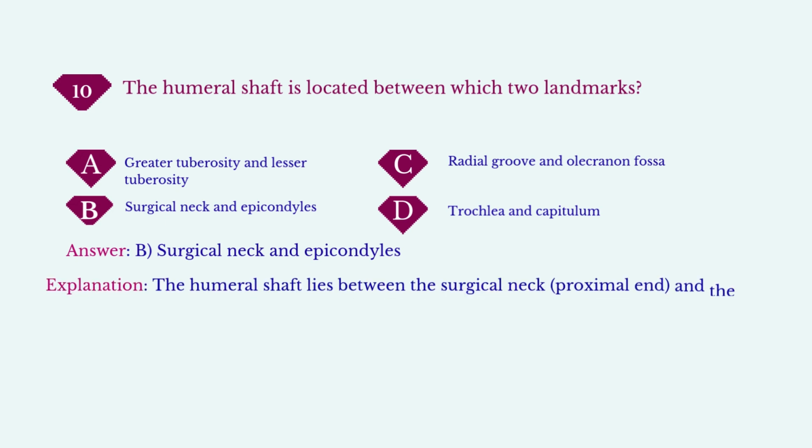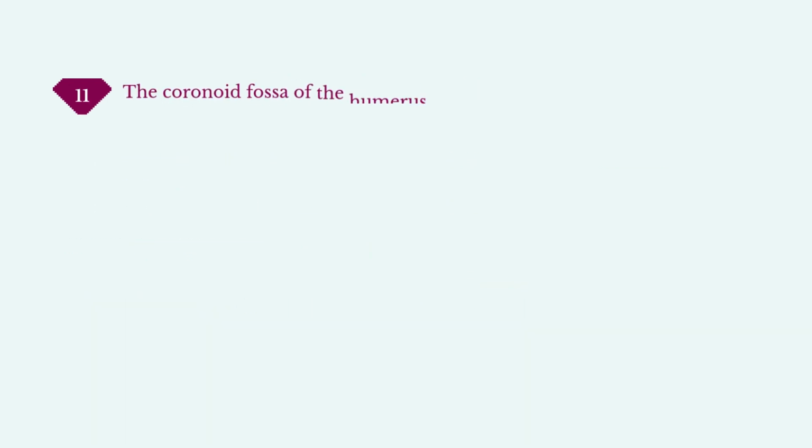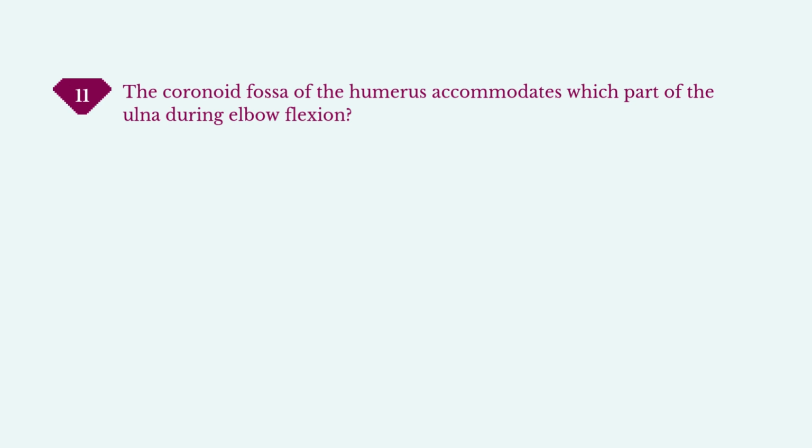Explanation: the humeral shaft lies between the surgical neck, proximal end, and the epicondyles, distal end. It is the long, cylindrical portion of the humerus. The coronoid fossa of the humerus accommodates which part of the ulna during elbow flexion?